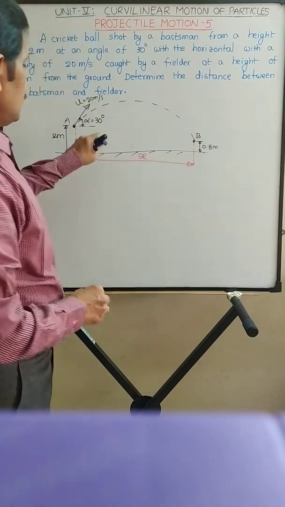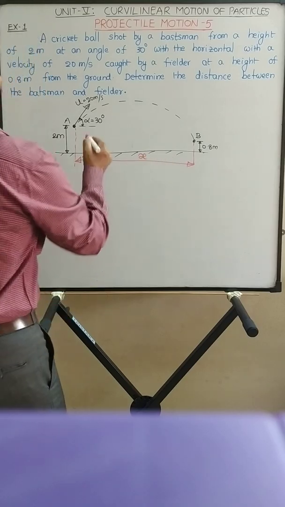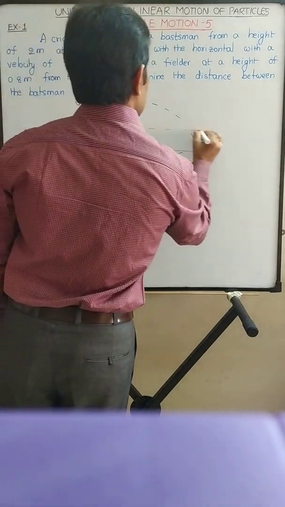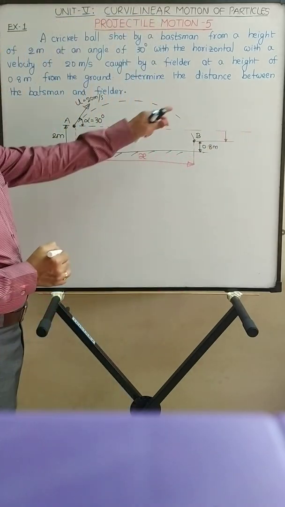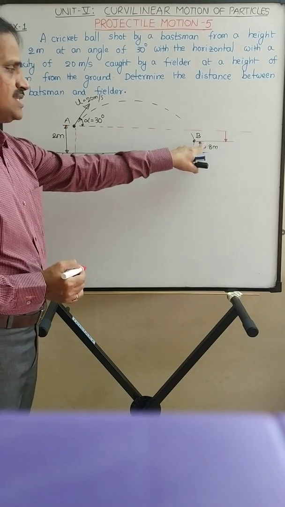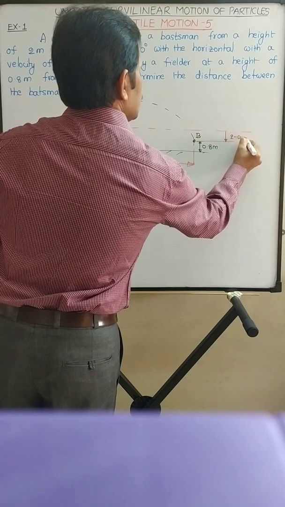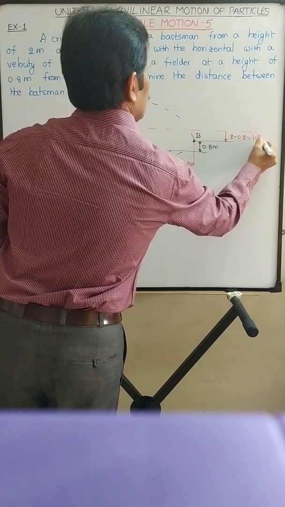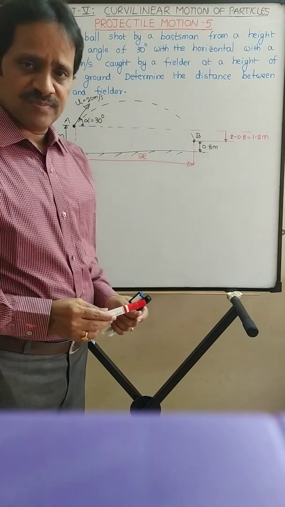Now, what is the vertical displacement from point A to B? The vertical displacement from point A to B, it is downward displacement. So it is 2 meters minus 0.8. So 2 minus 0.8, that is 1.2 meters. But it is downward displacement.